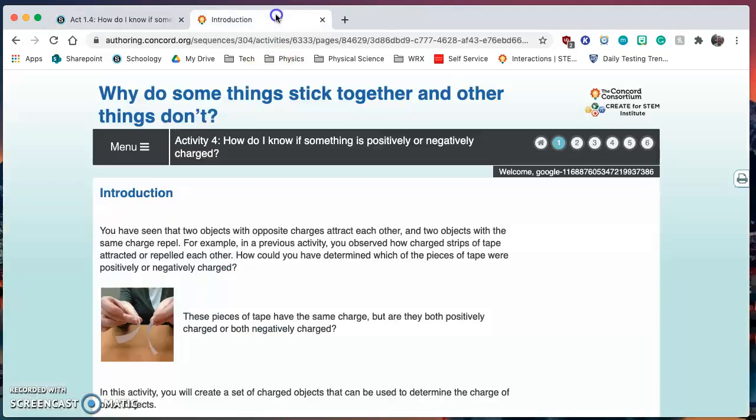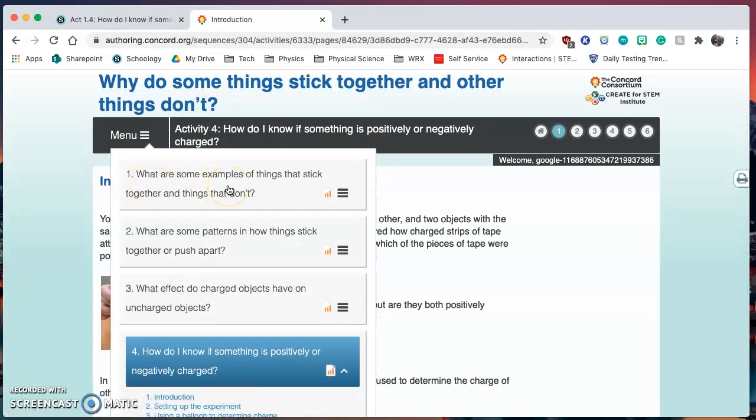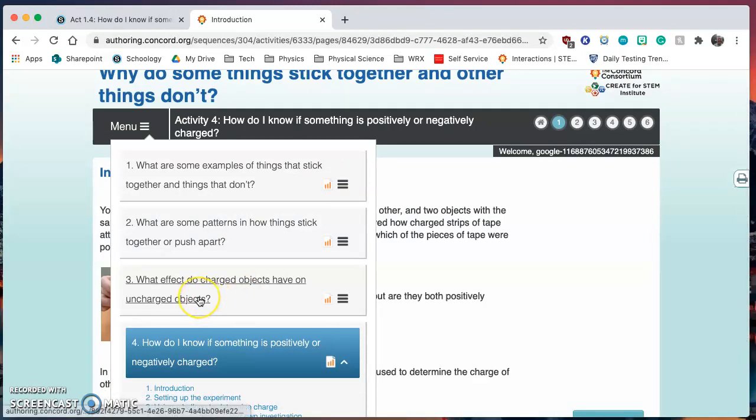Okay, I'm going to jump over to the interactions page here. Again, quick review. We talk about things that stick together and some things that don't. What are some patterns that go on there? We were looking at how the charges repel and attract. Then we took a look at how charged objects work with uncharged objects, so how one charged object interacts with another object that has no charge, which we call neutral.